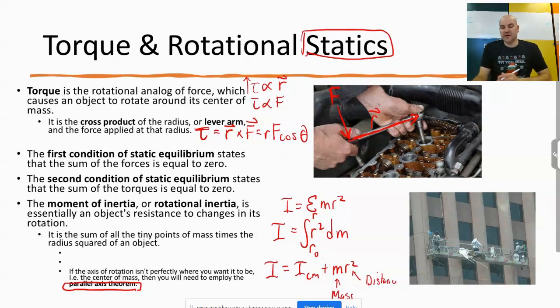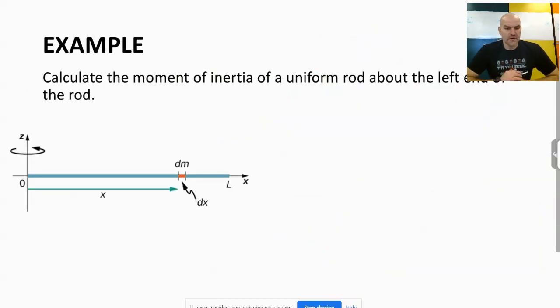Okay, so now let's look at a couple examples. One to calculate the rotational inertia, and the other to do one of these static equilibrium questions. So here we want to calculate the moment of inertia of a uniform rod about the left end of the rod. Okay, so here we're going to use calculus.